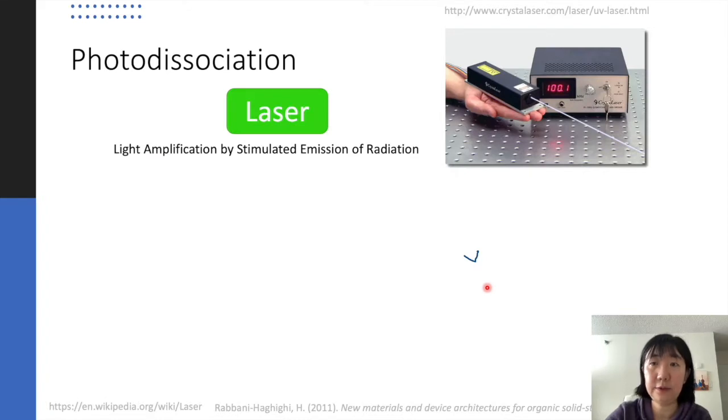Now I'm going to introduce photodissociation technology. Unlike CID, photodissociation introduces photons to excite ions and heat them to get fragmentation. For photodissociation, we use a laser to get enough photon energy. Laser stands for light amplification by stimulated emission of radiation.